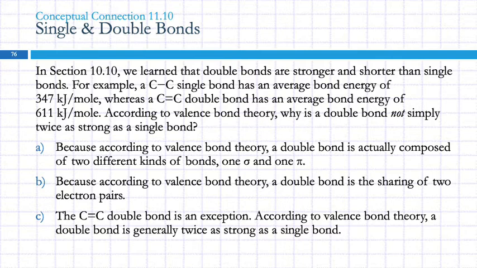So in section 10.10, we learned that double bonds are stronger and shorter than single bonds. Specifically, a carbon-carbon single bond has an energy of about 347 kilojoules per mole. A carbon-carbon double bond has an average energy of 611. So if it's a double bond, why is the energy not twice as much as a single bond? 347 times 2 would be 694. So why is the double bond not 694 kilojoules per mole?